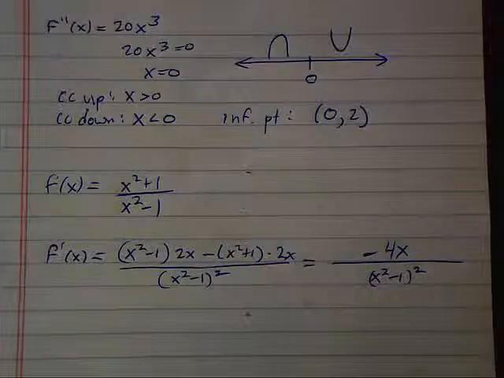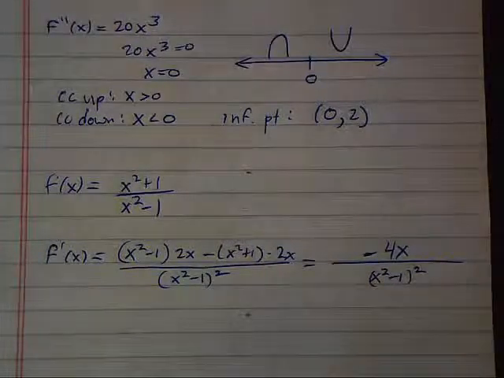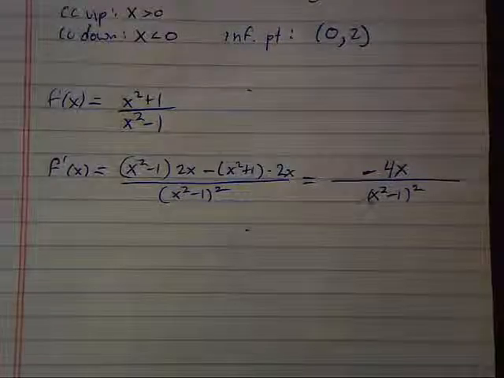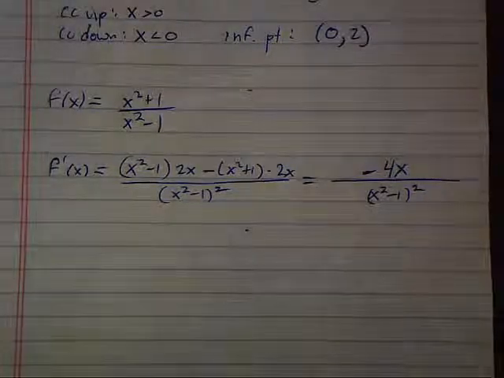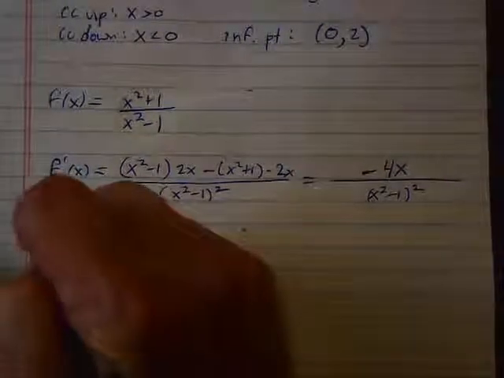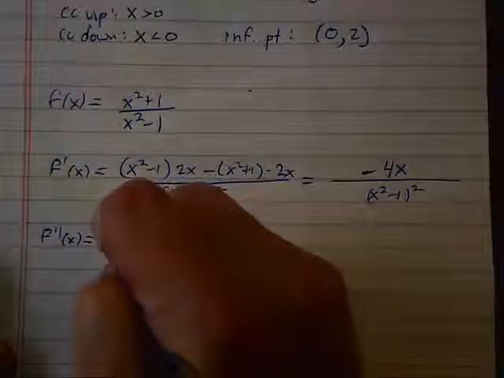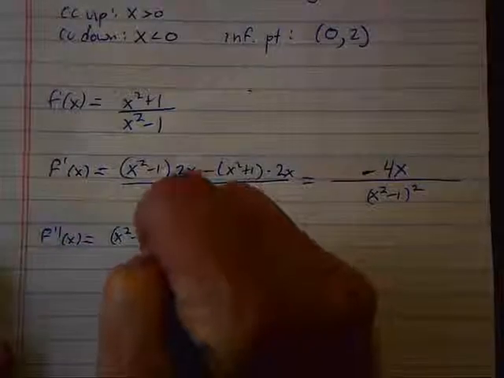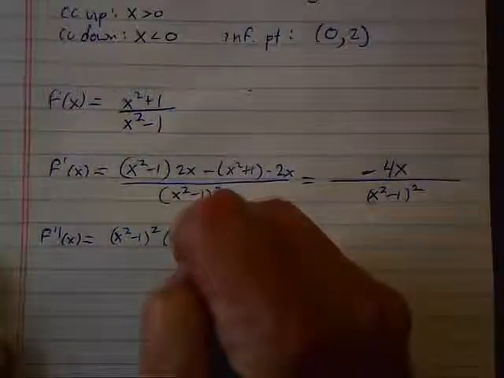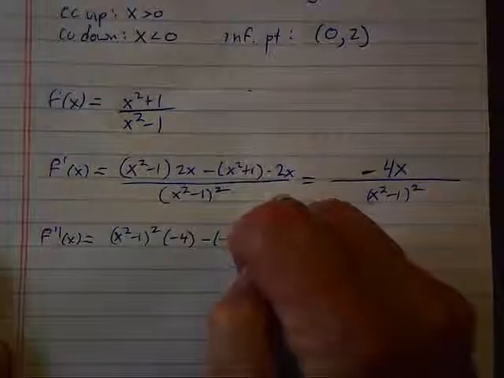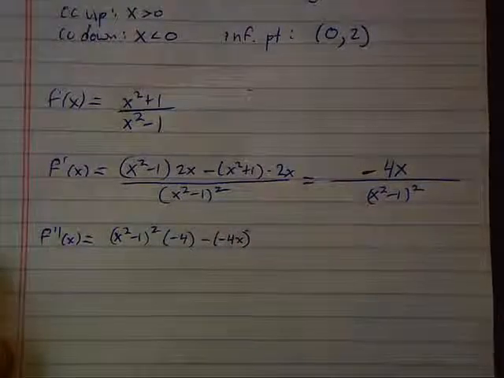So the first derivative actually wasn't so bad. It simplified okay. As long as we're here, let's keep going. Let's just go ahead and find the second derivative. And then we'll do all of our other stuff. F double prime of x is, again, I need to use the quotient rule. It's the bottom, x squared minus 1 squared, times the derivative of the top, negative 4, minus the top, negative 4x, times the derivative of the bottom.